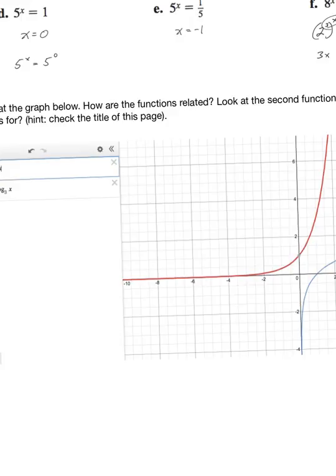Isn't that? I don't know. I just think that's really cool. So now we know. Marley? Now we know that these are inverse graphs.